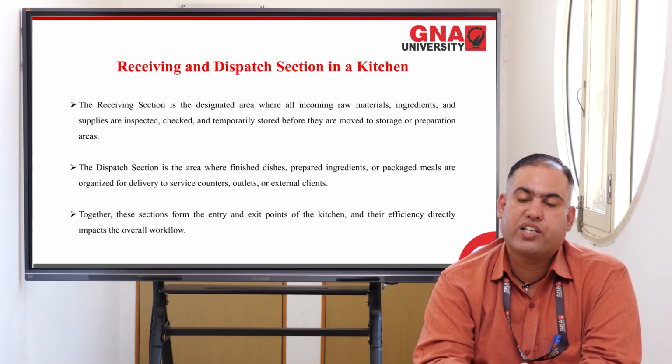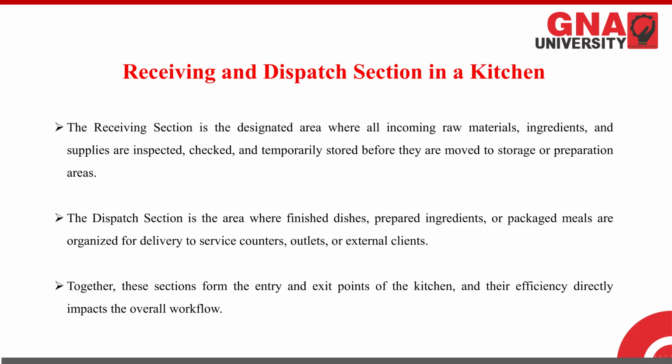Receiving and dispatch section in the kitchen area. The receiving section is the designated area where all incoming raw materials, ingredients, and supplies are inspected, checked, and temporarily stored before they are moved to storage or preparation areas. The dispatch section is the area where finished dishes, prepared ingredients, or packed meals are organized for delivery to service counters, outlets, or external clients. Together, these sections form the entry and exit points of the kitchen, and their efficiency directly impacts the overall workflow.